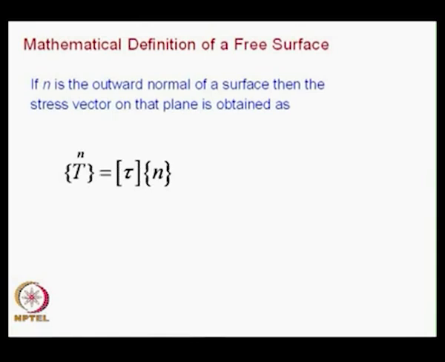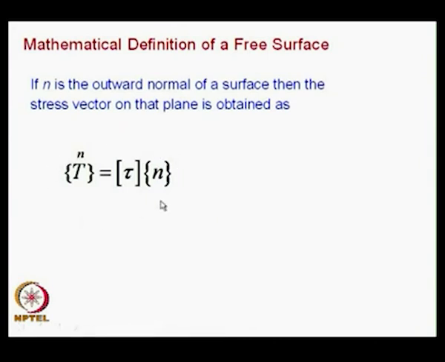So, you have the symbolism: the stress vector on plane n is nothing but the stress tensor multiplied by the direction cosines defining the outward normal of the plane.